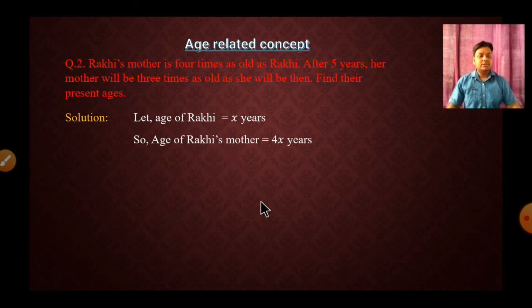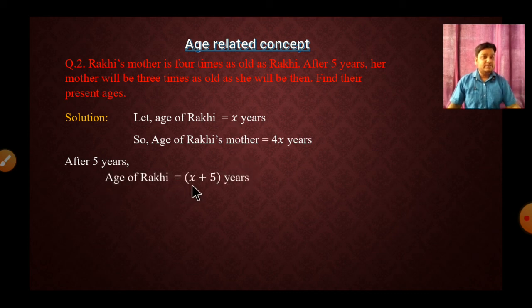Okay, students. Now, after that, here after 5 years. So it is written that after 5 years, it means the age will increase or decrease? Simple. After means it will increase. Now, we can say that after 5 years, what will be the age of Rakhi? We will add 5 to x. So x plus 5. We can say age of Rakhi will be x plus 5 years. Now, what will be the age of Rakhi's mother? Rakhi's mother's age also increases. So it will be 4x plus 5 years.